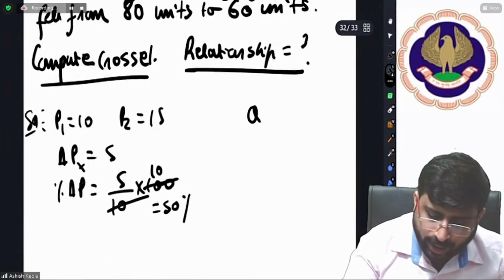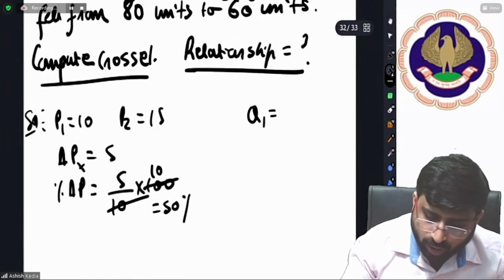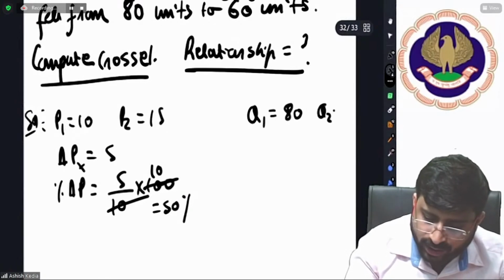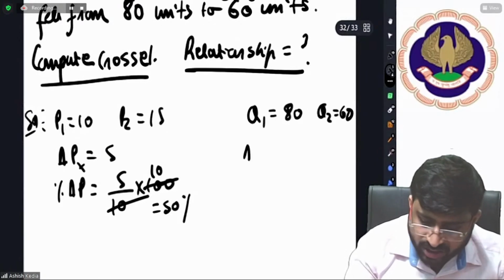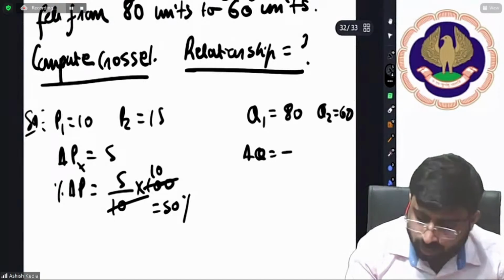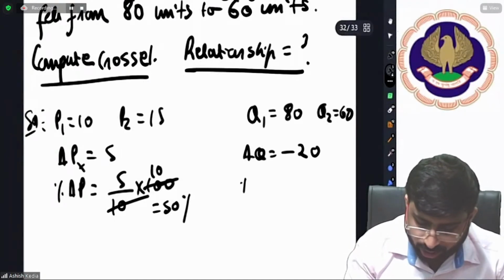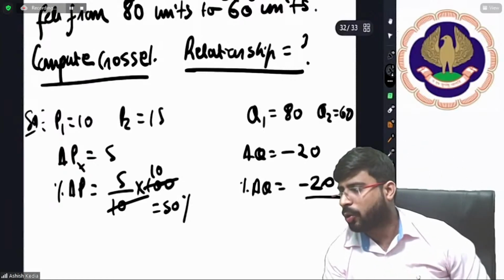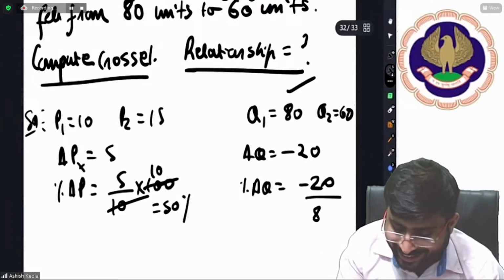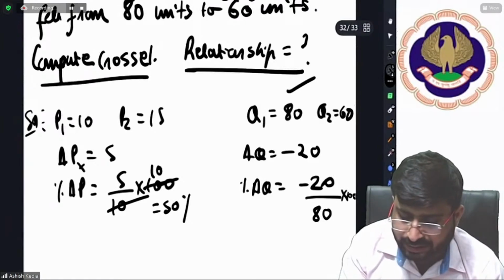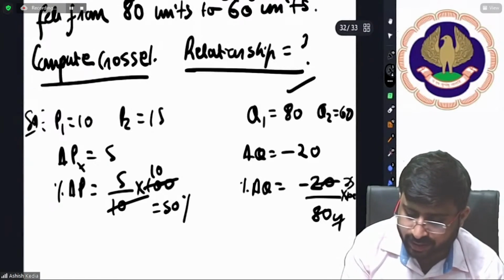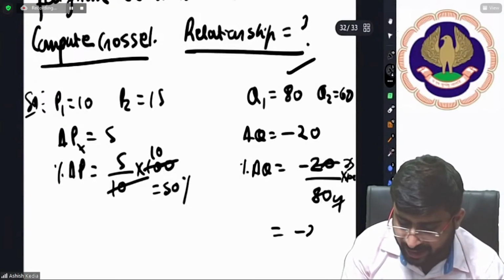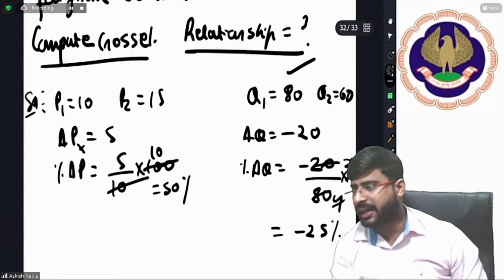Now let's talk about product Y. Quantity originally was 80. Quantity has fallen down to 60, okay? So change in quantity is new minus old, that is minus 20. What is the percentage change in quantity? It is a fall of minus 20 over the original quantity, 80, into 100. So it's minus 25%. Correct?